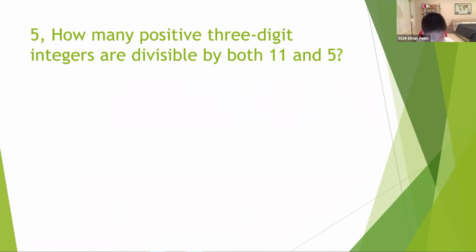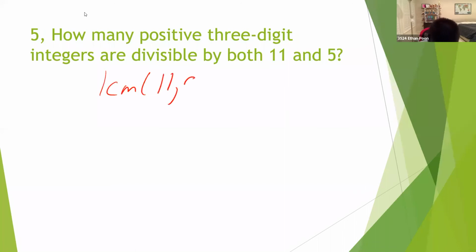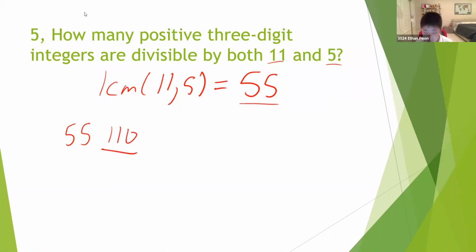So I think we've given enough time for this. How many positive three-digit integers are divisible by both 11 and 5? To solve this problem, we're going to have to find the LCM of 11 and 5 so that this makes things easier. So we get 55. That's the least common multiple if you're wondering what that is. So let's find the least three-digit integer that is divisible by both 11 and 5. It's 55, and then we get 110. So that's our least three-digit integer that meets our criteria.